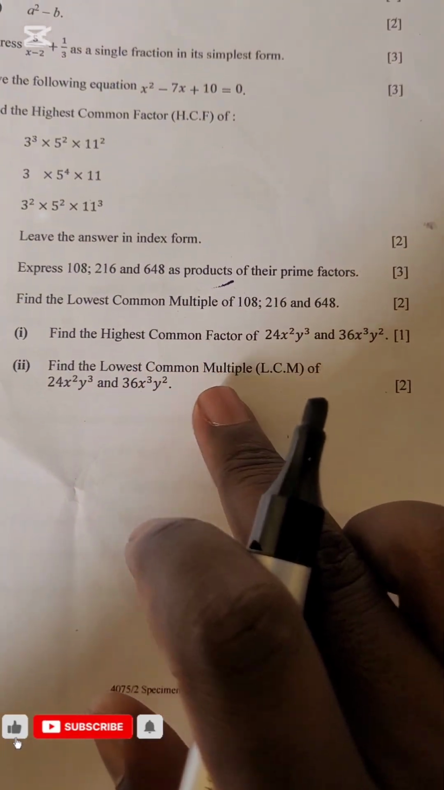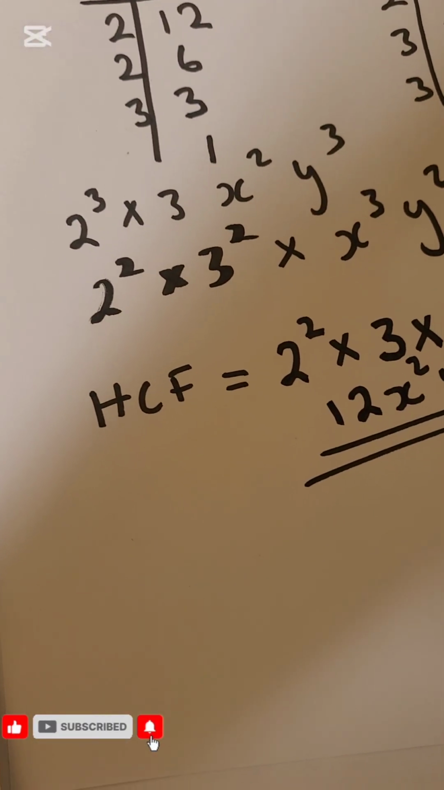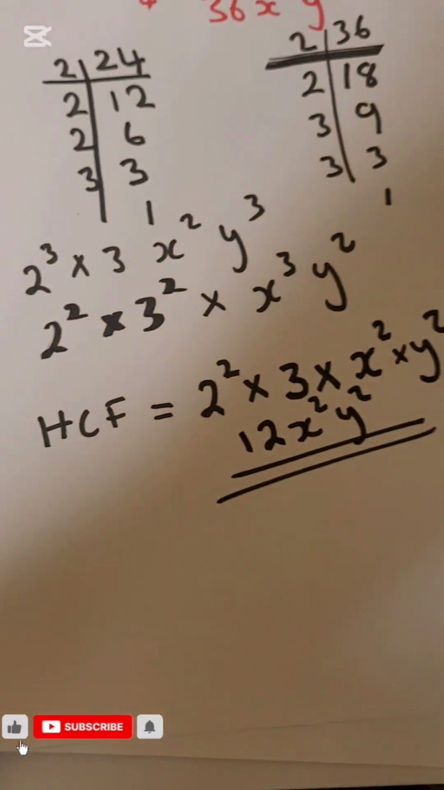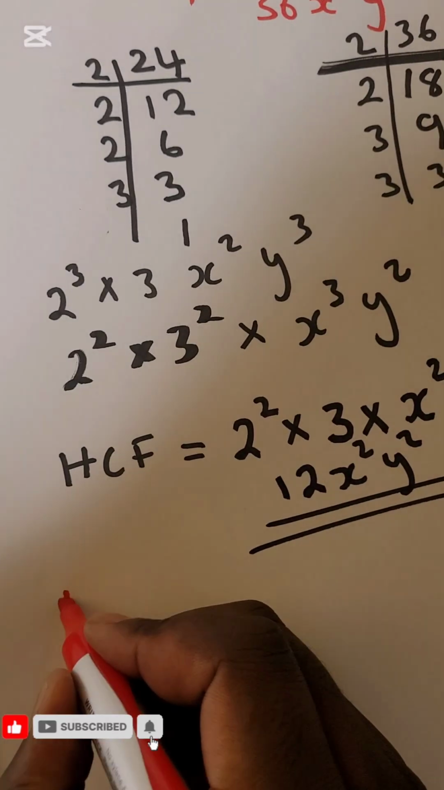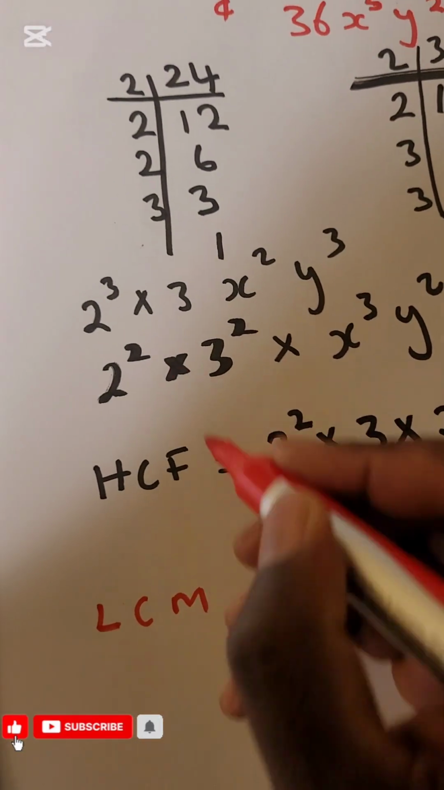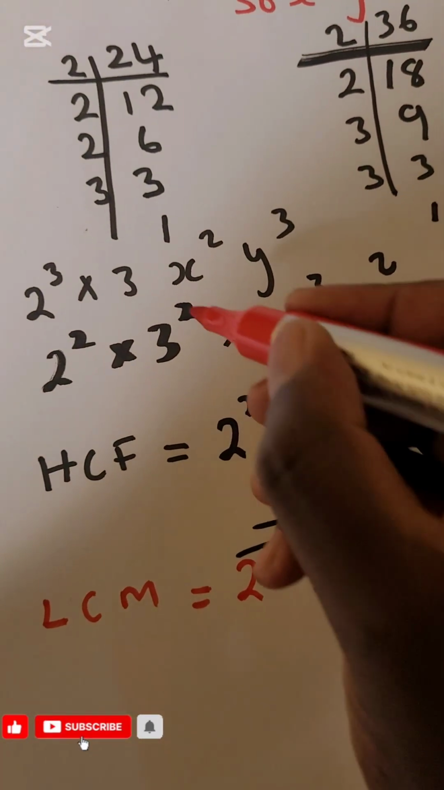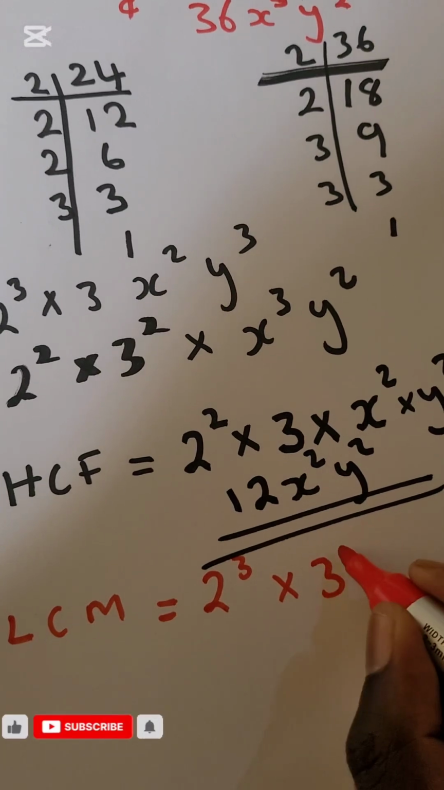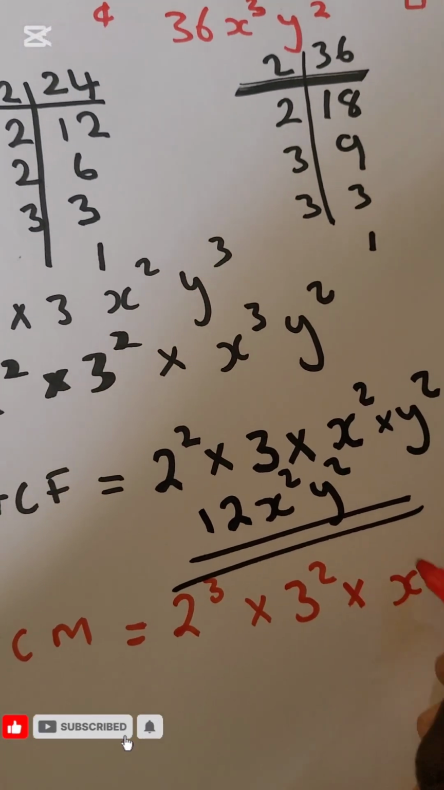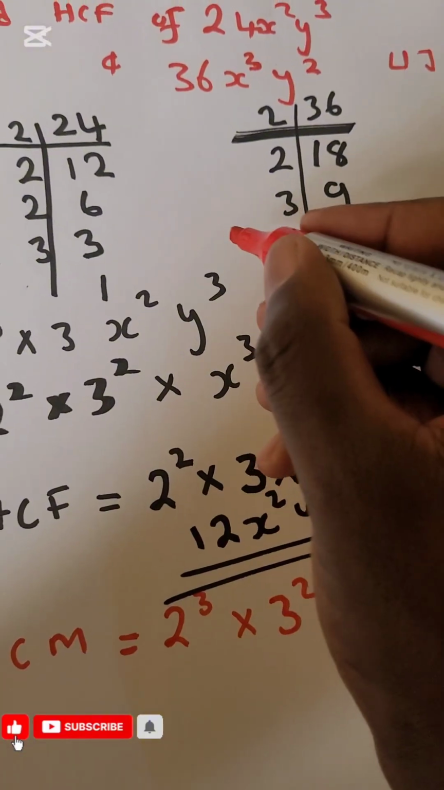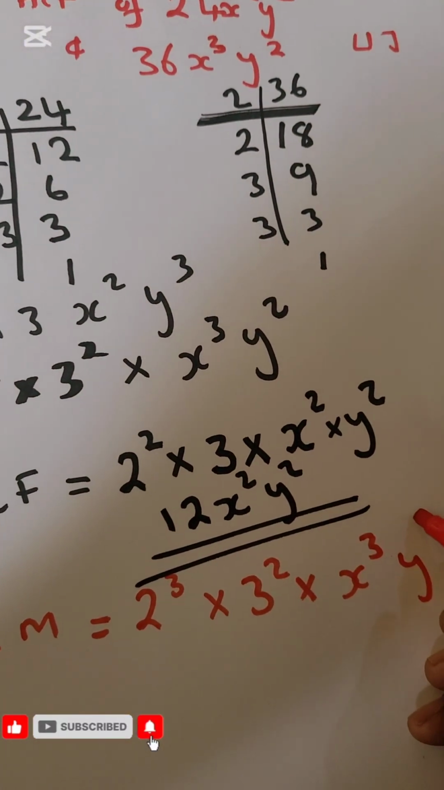Okay, then item 2 of the question says find the lowest common multiple of these same numbers. So LCM is simple. LCM comes from all different bases with the highest power. So we take 2 with the highest power, 2 to the power of 3, times 3 with the highest power, 3 to the power of 2, multiplied by x with the highest power, x to the power of 3, and y with the highest power, y to the power of 3.